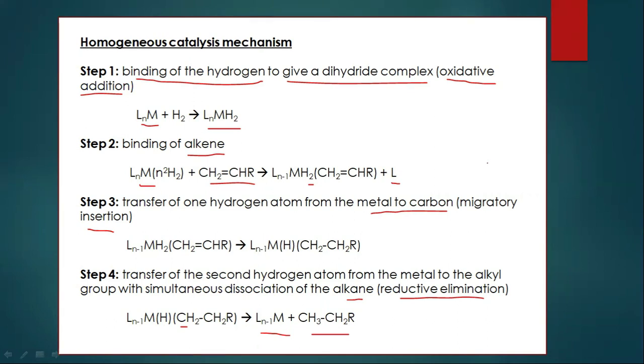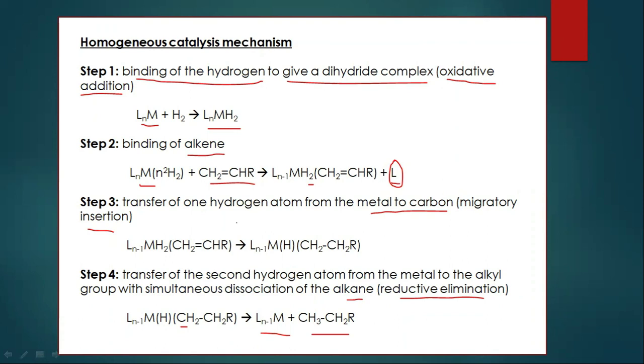In the first step, generally, the homogeneous catalyst interacts with H2 and you get a dihydride complex. That is oxidative addition. So step 1 is oxidative addition. Step 2 is the binding of the alkene. The binding of the alkene takes place with the already formed dihydride complex, knocking out one of the ligands, as we are using one equivalent of the alkene source. Ln minus 1 MH2, then CH2 double bond CHR, and one ligand has been replaced.